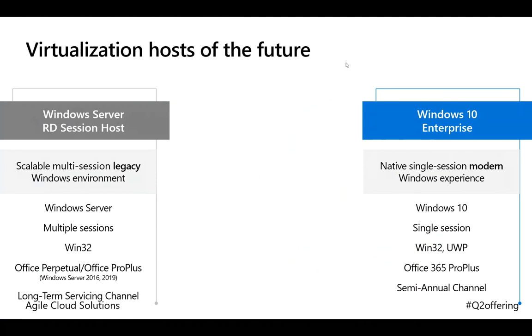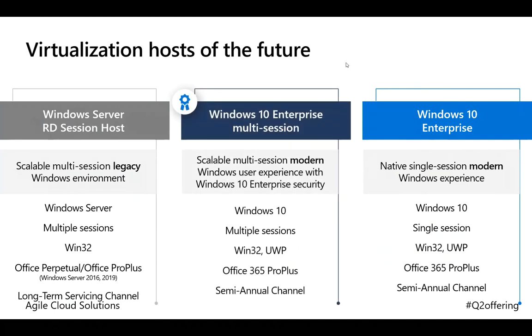Whereas when we talk about the Windows 10 Enterprise that we use, we have a single session Windows experience. Like if I sign in on your machine, you will be signed out. You have Win32 and Universal Windows Platform based applications which are going to be offered from the business store. You have Office 365 Professional Plus, and you have the semi-annual channel, meaning your Windows updates are going to be more frequent as compared to what you might get on your server front.